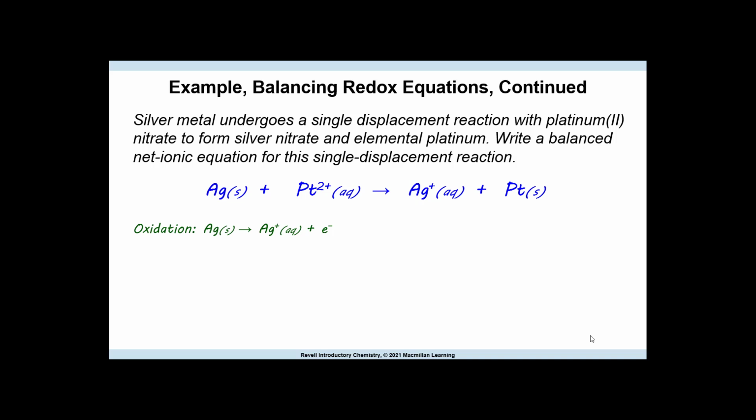Silver metal undergoes a single displacement reaction with platinum 2 nitrate to form silver nitrate.